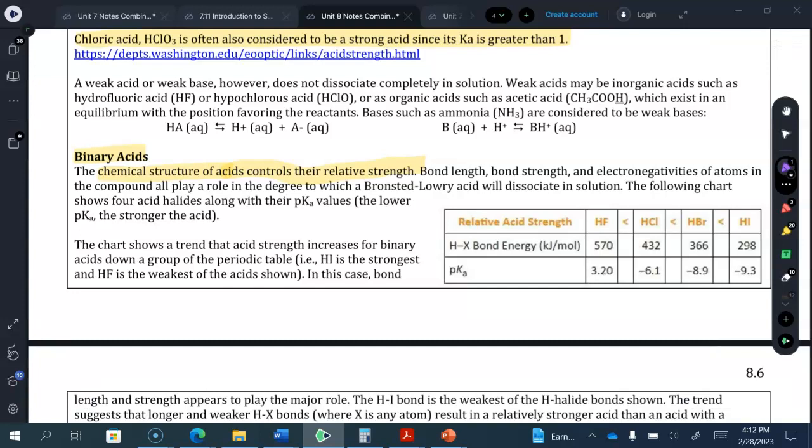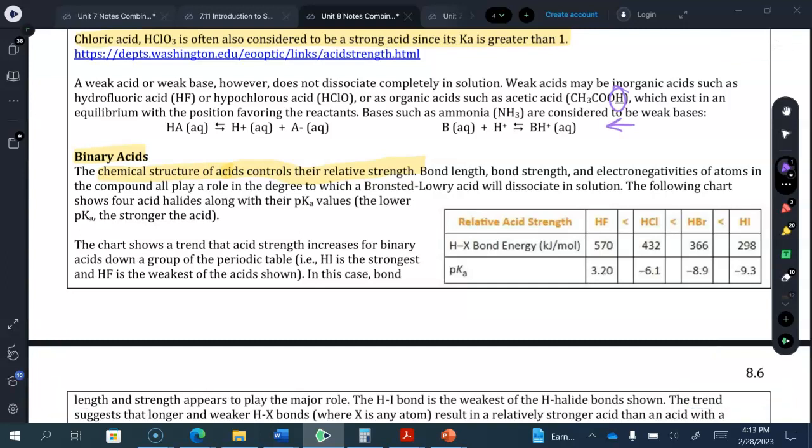A weak acid or a weak base, however, does not dissociate completely in solution. Weak acids may be inorganic acids such as hydrofluoric acid or hypochlorous acid, or organic acids such as acetic acid, where the acidic proton is here, which exists in equilibrium with the position favoring the reactants. Bases such as ammonia are considered to be weak bases, and two example general expressions for the chemical equation are shown here for both of them.